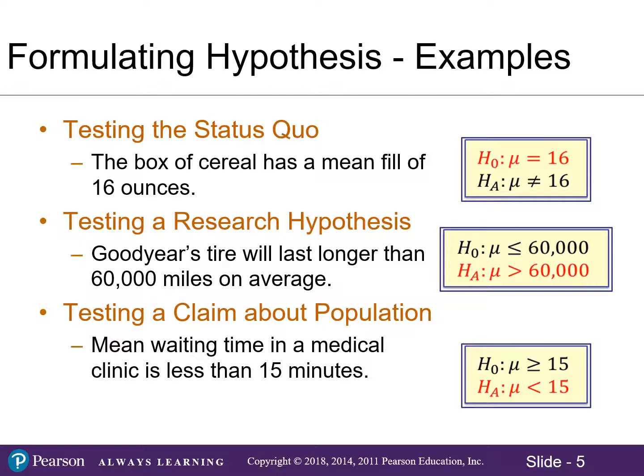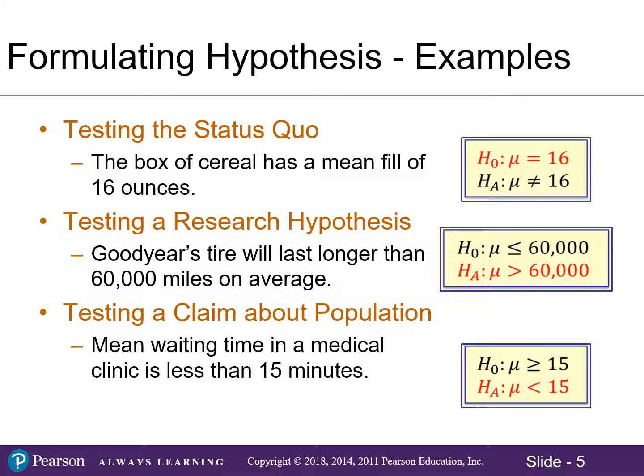We think that Goodyear's tires will last longer than 60,000 miles. Notice the alternative hypothesis there matches the sentence better, because we want to know, is it going to last longer? That's what we're investigating with that claim. That's why the HA that I've highlighted in red is the greater than. But notice your null hypothesis still has that equal to in it.